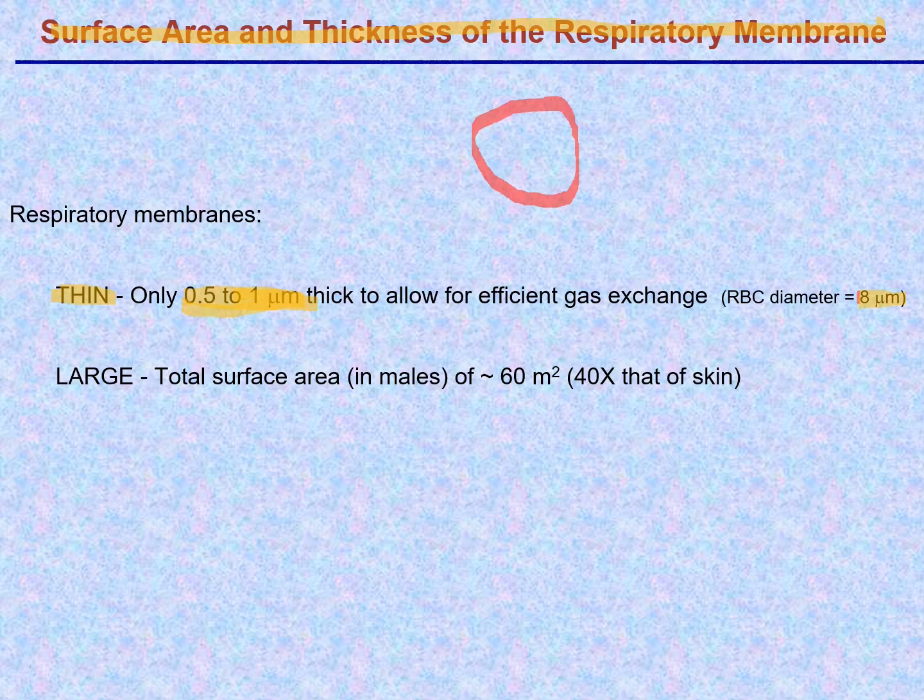So if the diameter of the red blood cell is 8 microns, you can see that the respiratory membrane is very thin. They also have a huge surface area, 40 times the surface area of the skin. If you took all the alveoli in the lungs and spread them out flat, you'd get a really large total surface area that allows for exchange of gas. The bigger the surface area, the better the diffusion. The thinner the membrane that the gas has to cross, the better the diffusion. So respiratory membranes are both thin and large.